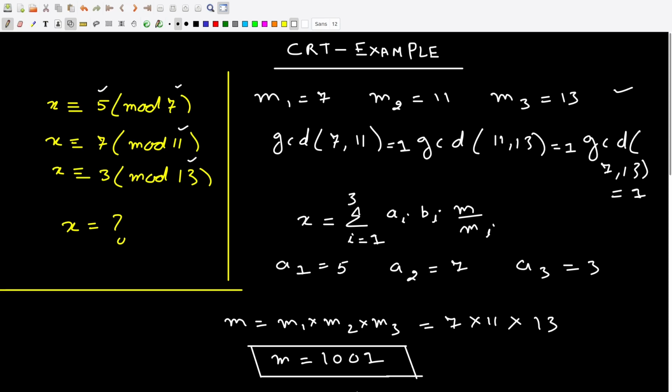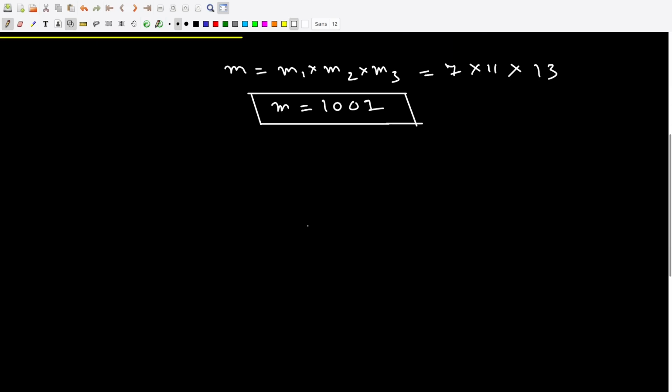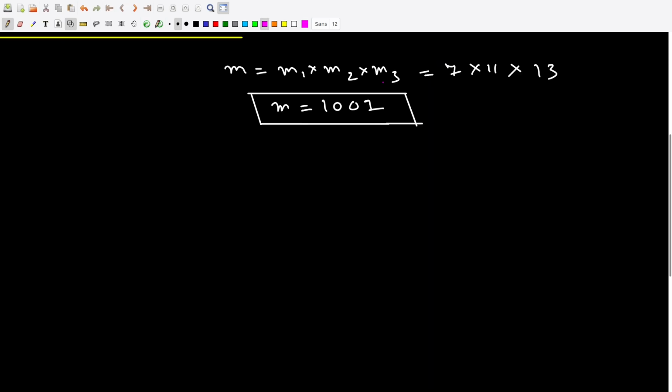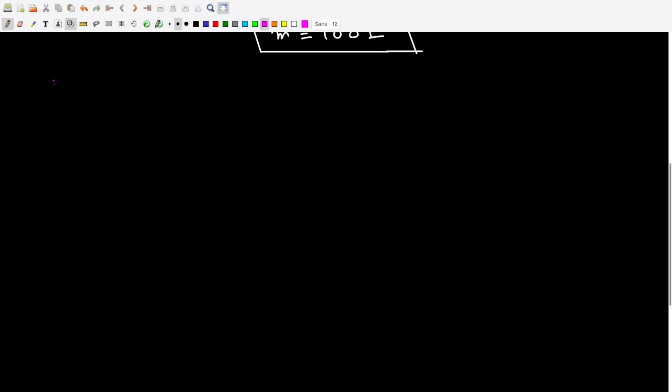Okay, now once we know the value of M, the next task is, we already know the values of ai's, right? So the known things are ai, M, and mi, but we don't know the bi's, right? So we want to find the value of bi. And how do we find the value of bi? For bi, we can use the extended Euclidean algorithm. So let us apply the extended Euclidean algorithm to find the values of bi.